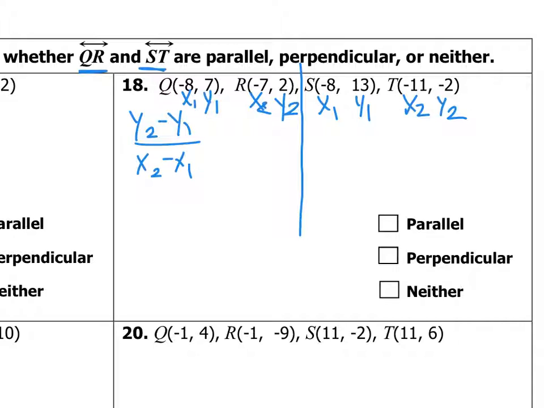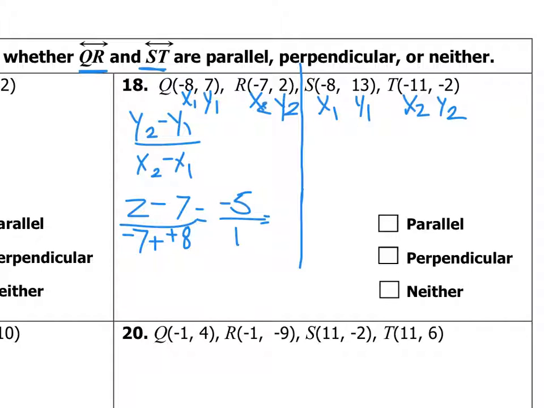Now, I'm just going to find the slope of each one. I'm going to plug in my values. So for y2, it's 2 minus y1, which is 7, over x2, which is negative 7, minus x1, which is negative 8. So 2 minus 7 is going to give me a negative 5. Keep change down here. I'm going to get a positive 1, so my slope is negative 5, or negative 5 over 1. Let's just leave that as a fraction right there. You'll see why here in a minute.